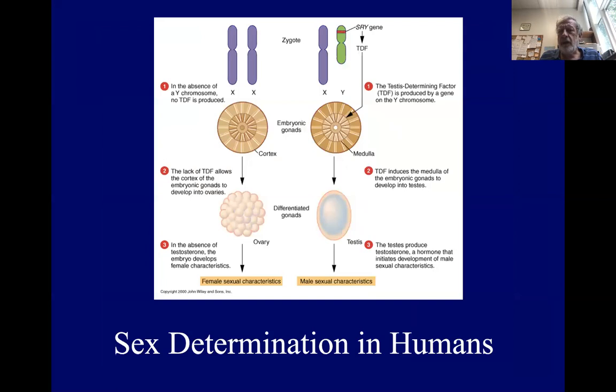This shows you that in the presence of the SRY gene, which is the sex-determining region of the Y gene, it produces a protein called testis-determining factor, or TDF, and that causes the medulla, or the inner part of the embryonic undifferentiated gonad, to develop, and that develops into a testis, producing testosterone, creating the male. In the absence of the TDF, the outer layer, the cortex of the embryonic gonad, develops into an ovary. In the absence of testosterone, it develops into a female.